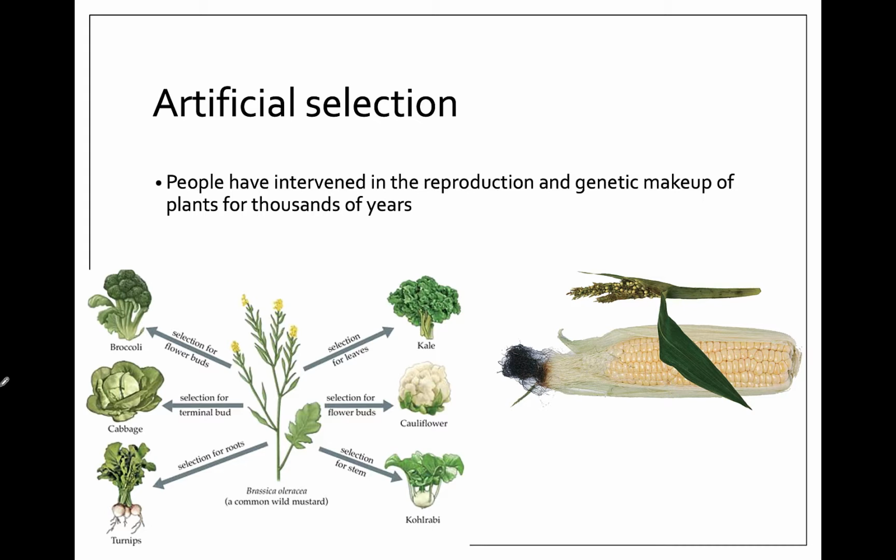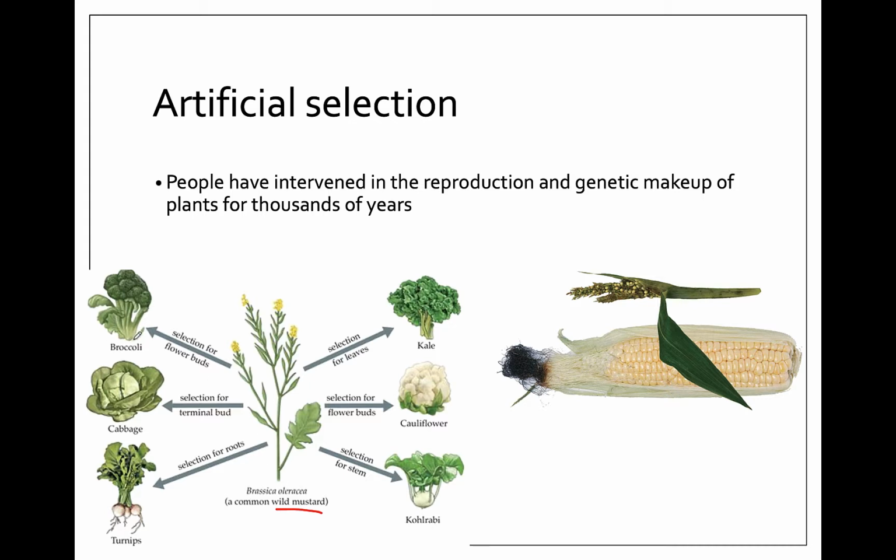So you can see this is a mustard plant, and by selecting for plants based on different attributes and then culturing those over many generations, thousands, millennia, we are able to develop basically half of the grocery aisle at Publix.